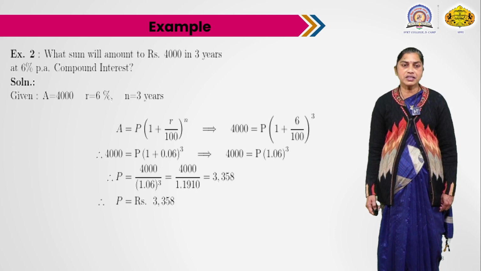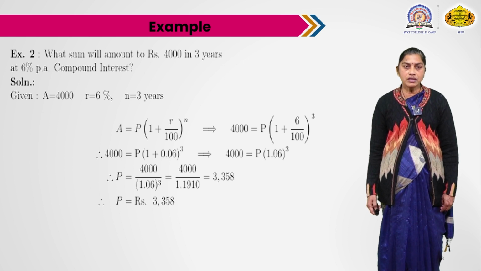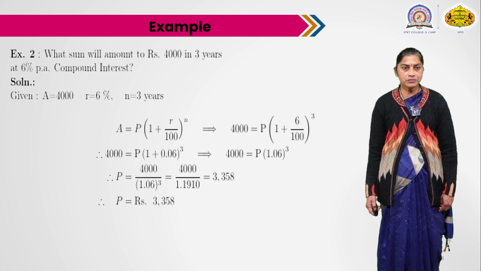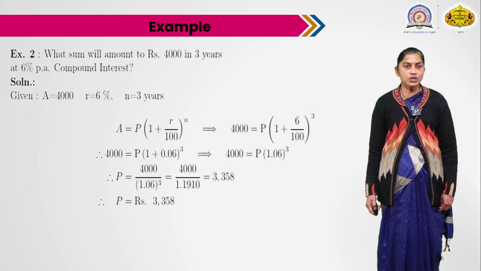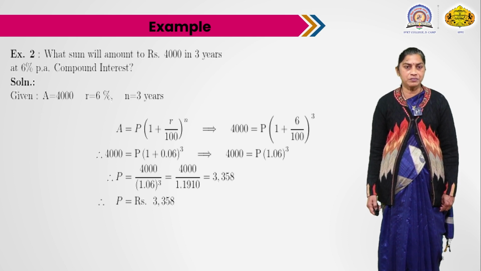Now, see the next example. What sum will amount to rupees 4,000 in 3 years at 6% per annum compound interest? So, the amount is given to be 4,000, rate of interest is given to be 6, and n, that is term, is given to be 3 years, and we want to find what is the principal, what will be the sum, that is principal.